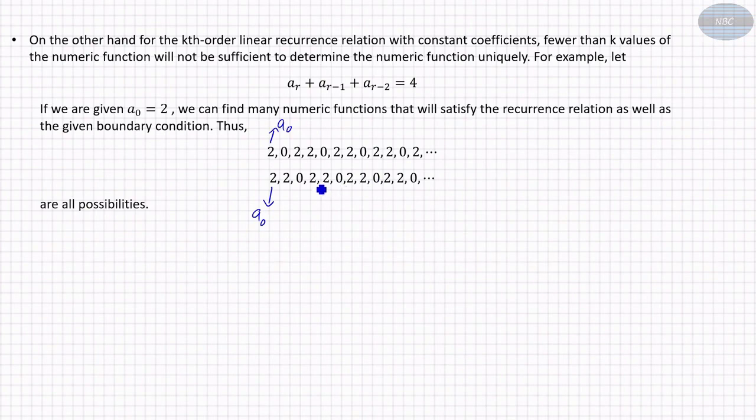Okay, so what is the conclusion? The conclusion is that if there is a kth order linear recurrence relation and we have fewer than k values of the numeric function, then it will not be sufficient to determine the numeric function uniquely. So if there is a kth order linear recurrence relation, then we must have k consecutive values of the numeric function in order to find the complete numeric function, which is the unique one.